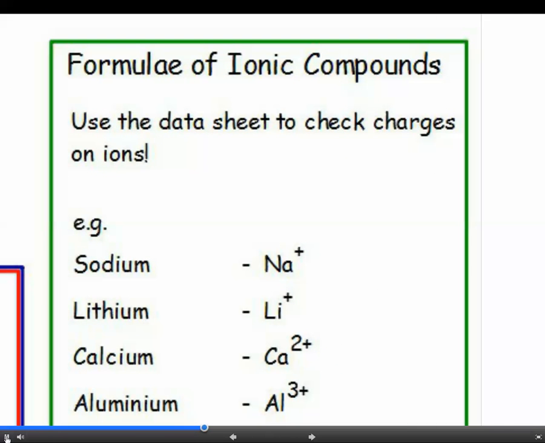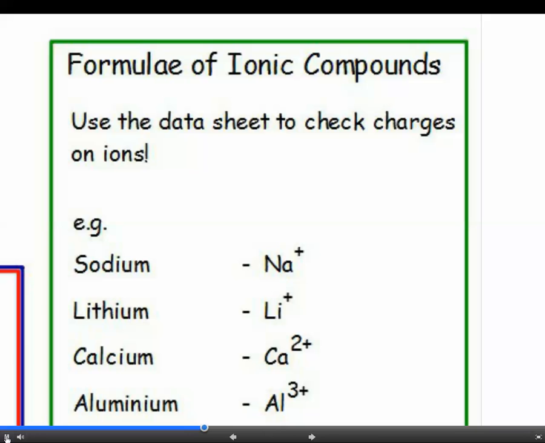Now I'm going to explain how we work out the formulae of ionic compounds. In the exam, you're always given a data sheet. On one side there's the periodic table, and on the other side you will find the formulae of many common ions. And you can see that elements in group 1 always form 1+ ions.